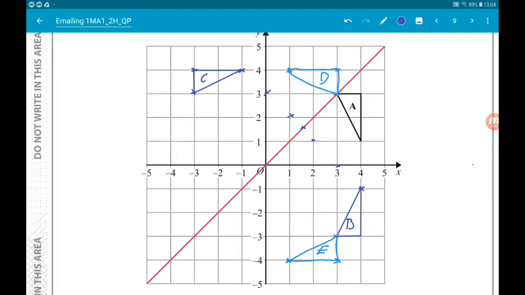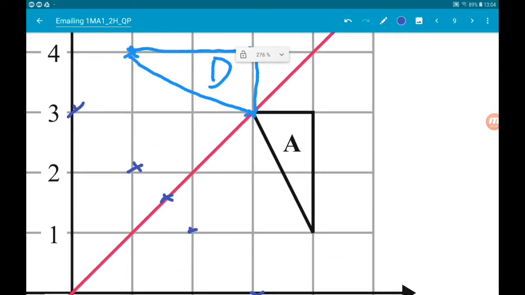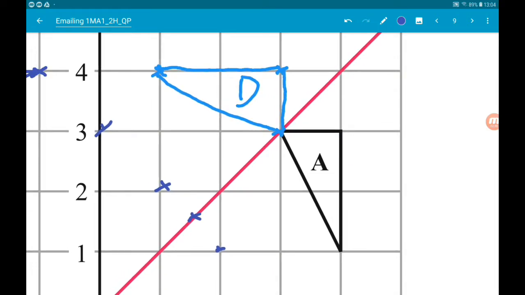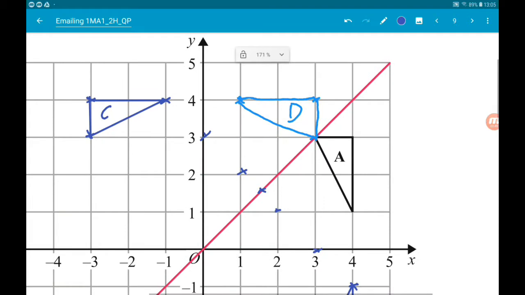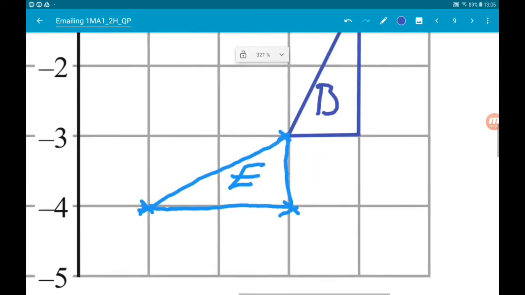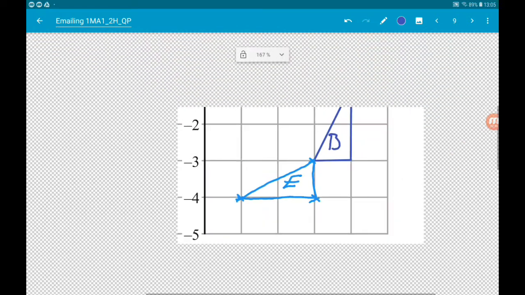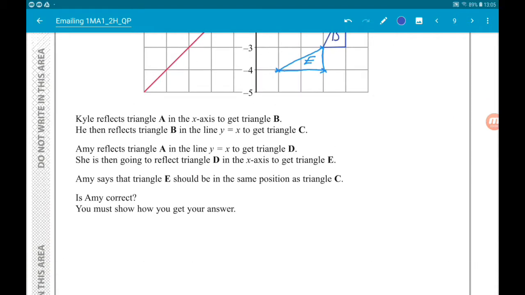Okay, then Amy started with triangle A and reflected it in the line y equals x. That gave us triangle D. She then reflected that in the x-axis and gave us triangle E down there. So we can see that E and C are not the same. Is Amy correct? No.